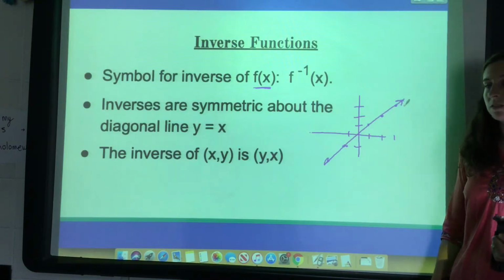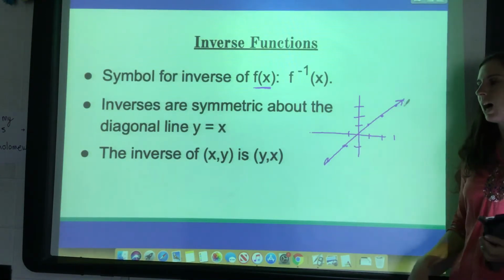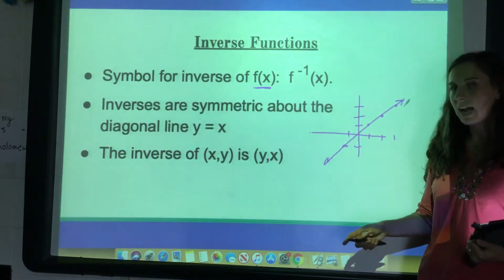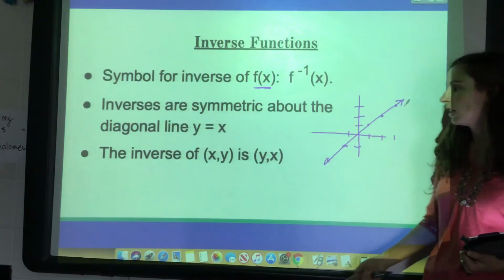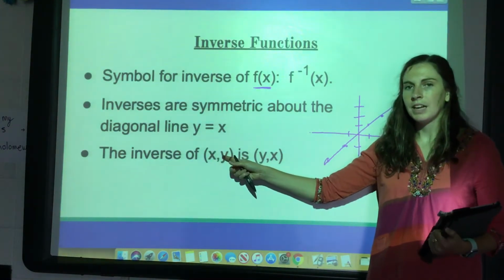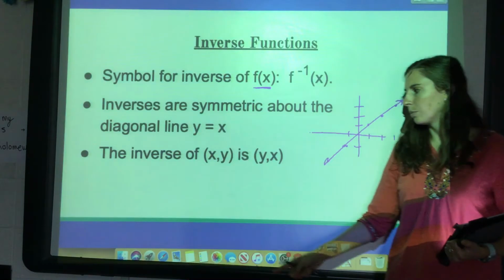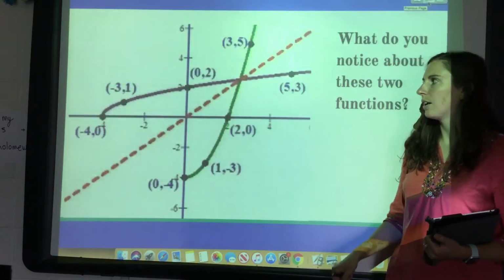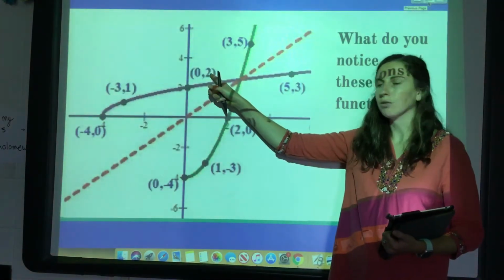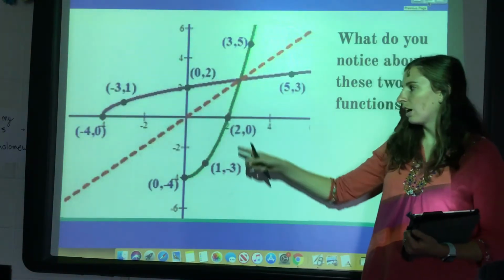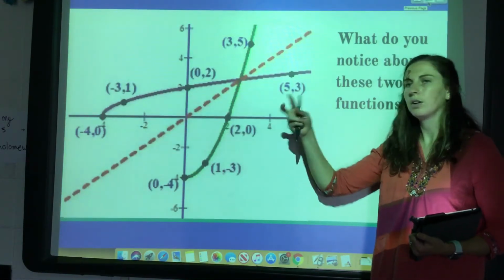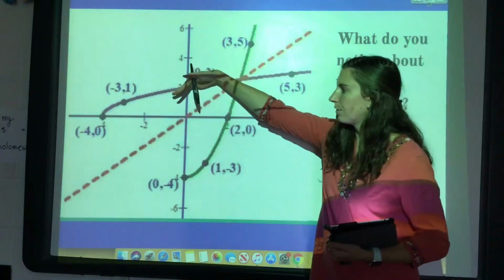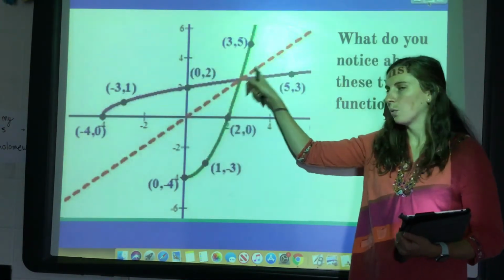So inverses basically flip x and y, and so they are symmetric about this line. And so if in your function you have the point (x, y), in your new inverse function you're going to have the point (y, x). For example, you saw on this previous one, if we had the point (0, 2) in our original function f, then in our inverse function we would have (2, 0). It's just flipped. That is always the case with inverses. And see how this is a reflection across the line y equals x?